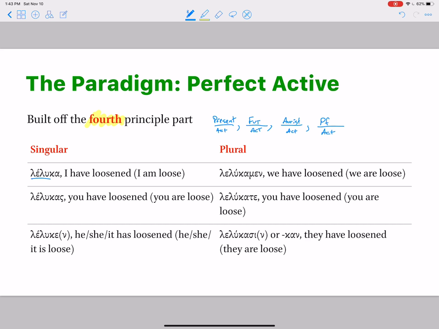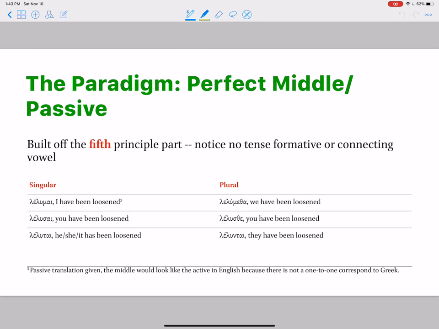So we have lelu ka, lelu kas, lelu ken, lelu kamen, lelu kata, and lelu kasi. As you can see, we have the kappa alpha right here. And just like we've seen before, we have ken here where the alpha drops out, and we have the epsilon nu. So reduplication plus kappa alpha. So the middle is built off the fifth principal part. And one of the odd things here is that there's no tense formative or connecting vowel.